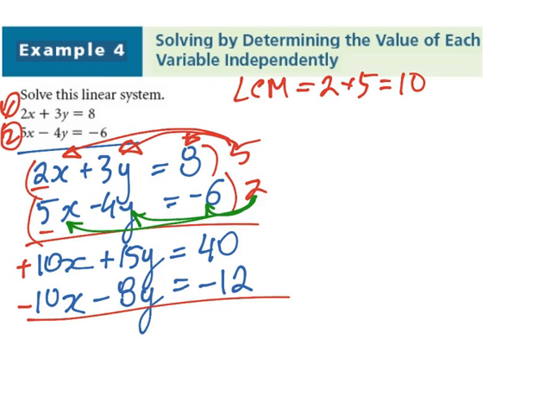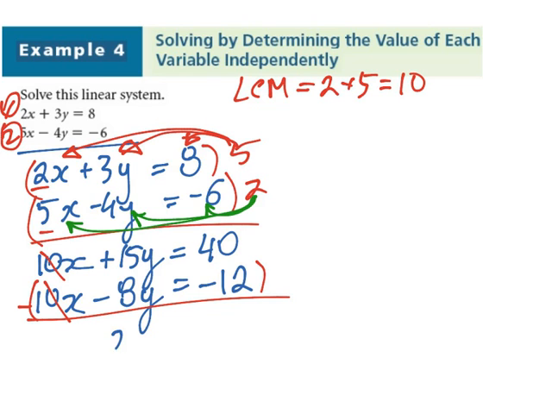And that's what we'll do. If we subtract, we have to subtract the entire equation from the first one. So 10x minus 10x is 0, so there's nothing. Then we have 15 minus negative 8. That means it's 23y.